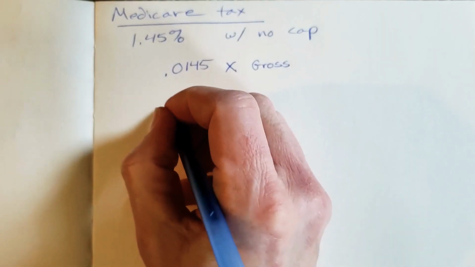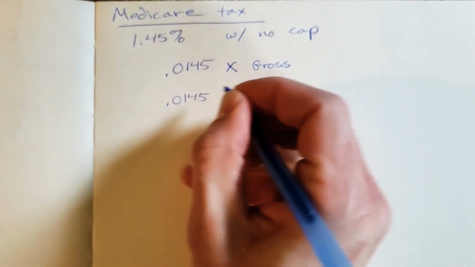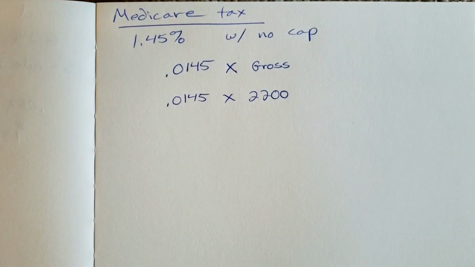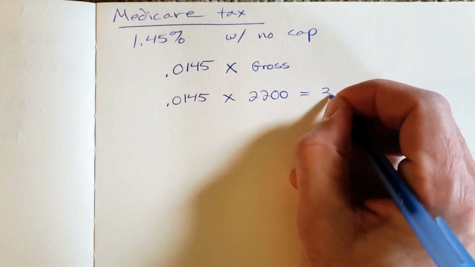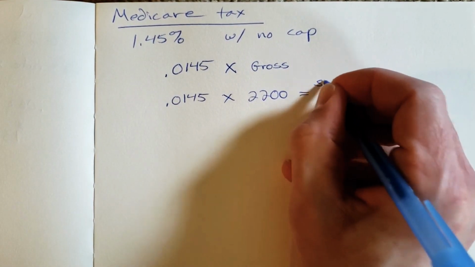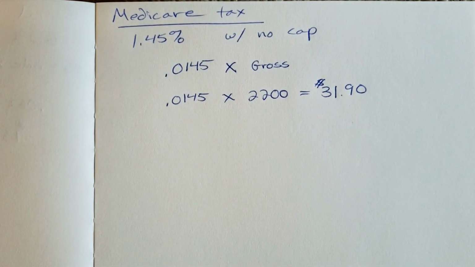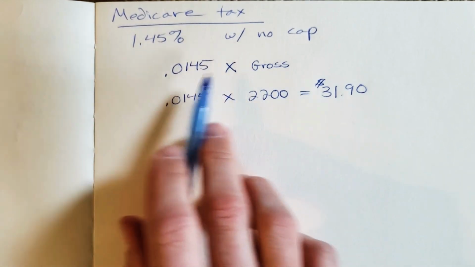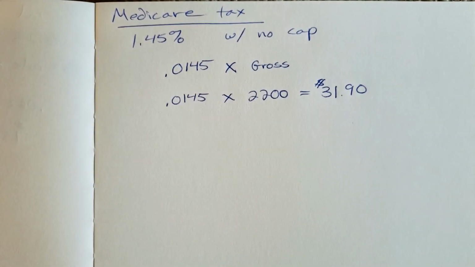So that means 0.0145, and if I stick with that $2,200 gross that was made by that person before, that comes out to actually 31.9, but if we add the zero, $31.90. And that's always going to be the same. Medicare, there's no cap again, so it's just a pretty straightforward multiplication.